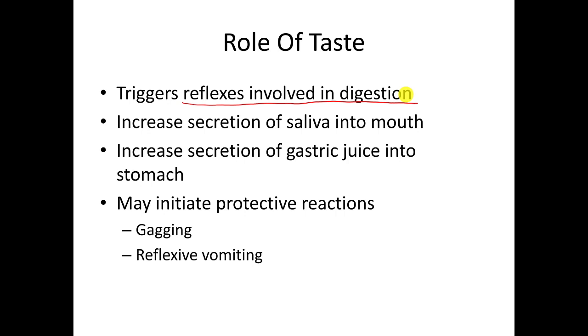Obviously, when you taste food, think about food, look at food, all of that is going to increase saliva going into your mouth because your body says, I am ready to eat. And it's also going to cause you to make more gastric juice in your stomach. And it also sometimes can initiate some protective reactions like gagging. If you're eating something that you really don't like or something that tastes off, it can trigger you to gag, and it can also cause vomiting.